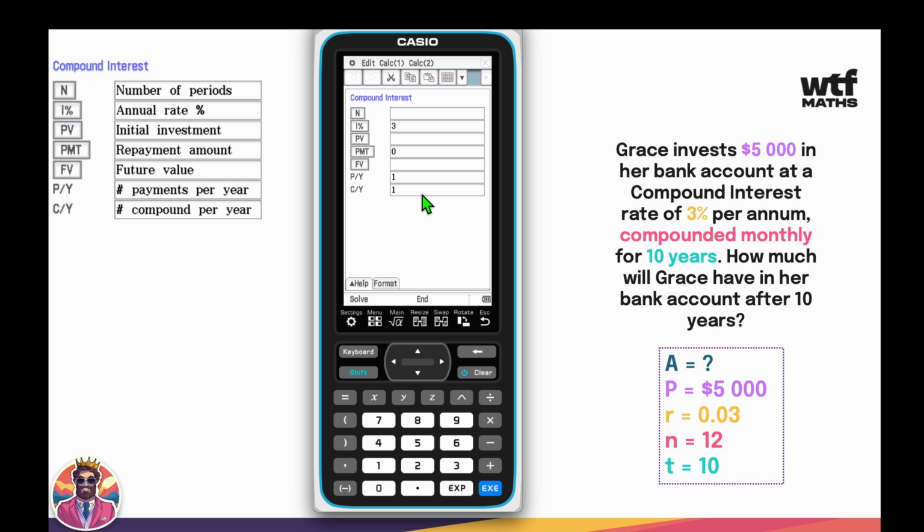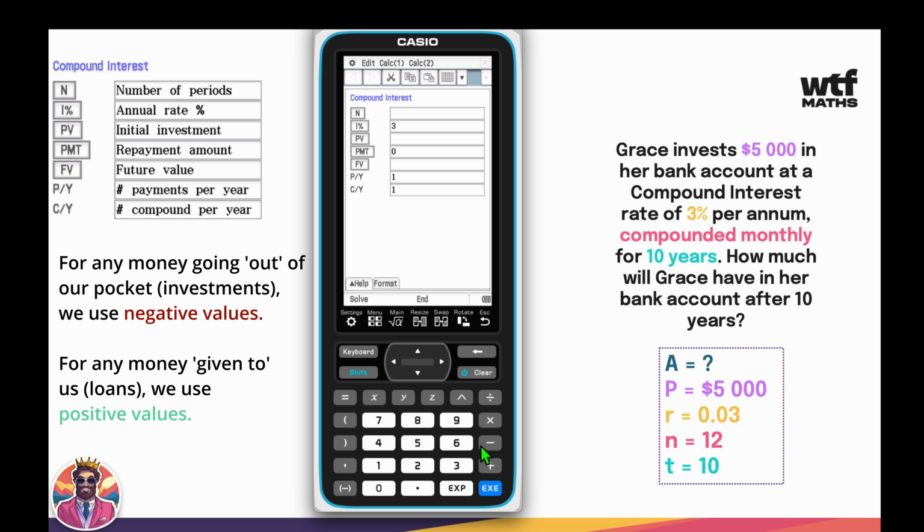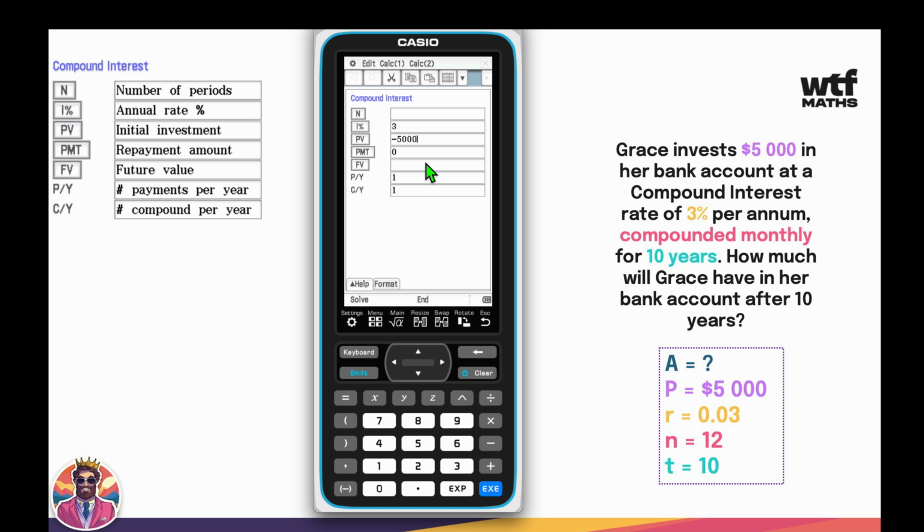Now, this is the tricky bit. This is where people get confused. $5,000 is our principal. For the ClassPad, we want to say that we're giving the money into a bank. So we have to use a negative or a minus in front of our 5,000. That might seem a bit strange at first, but it'll make sense later. This minus just tells the ClassPad, I am giving you $5,000, and it will give us a positive answer later on in the future value.